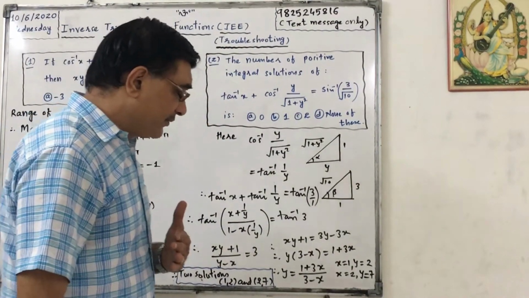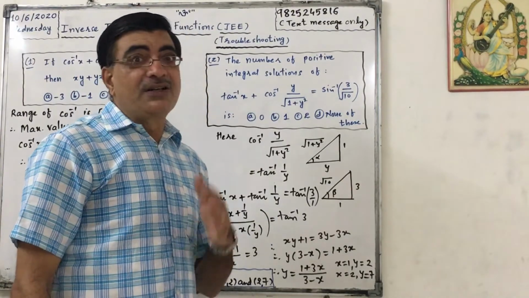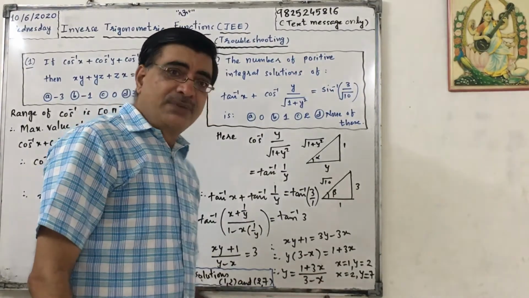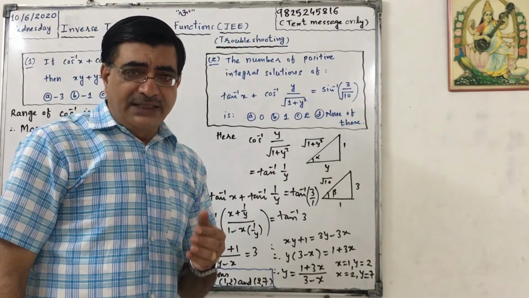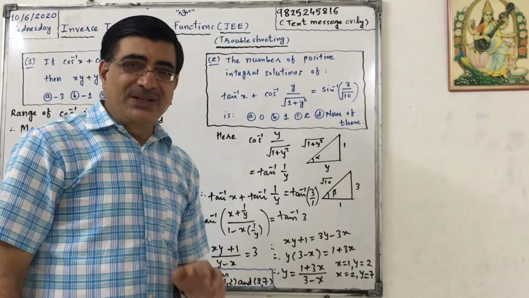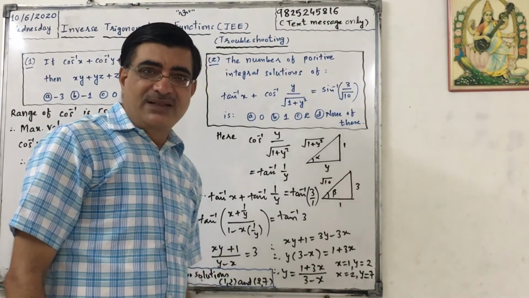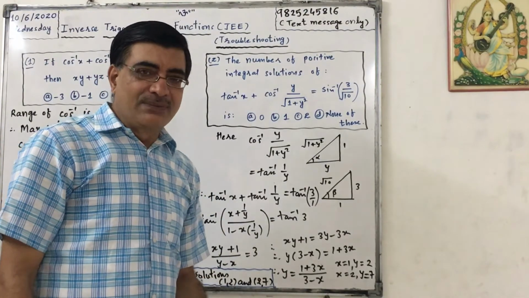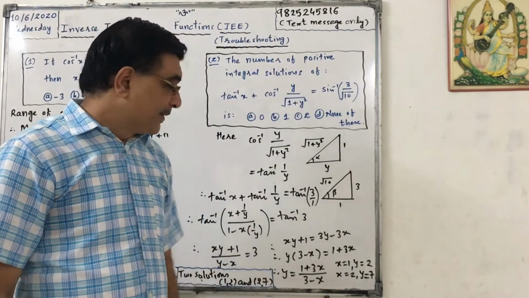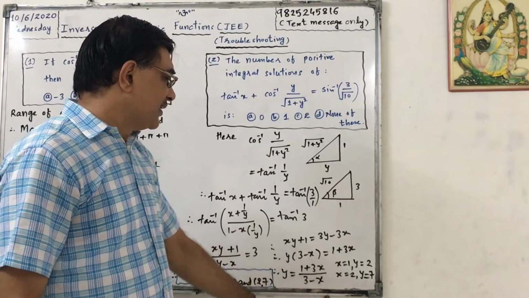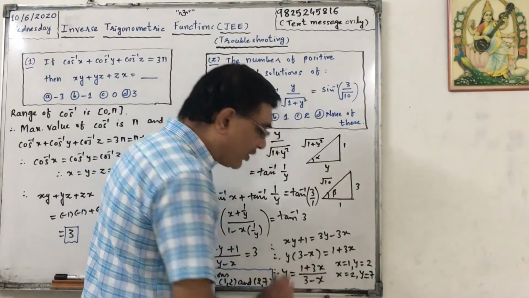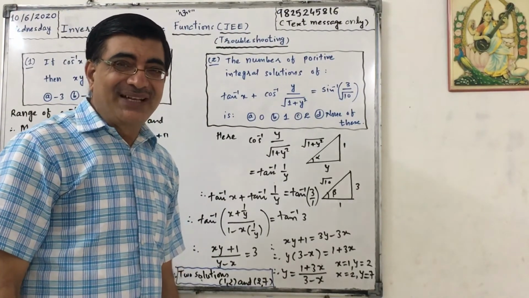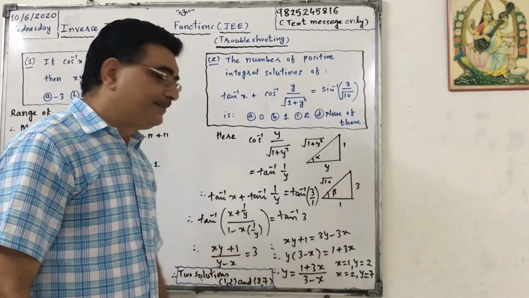See, we need positive integral solutions. Positive. So first of all, this x must be either 0 or 1 or 2, because otherwise this will become negative. We cannot take 3, and if we take 4 it will be negative, but we need positive integral solutions. So if we take x equals 0, what will happen? 1 by 3, but that is not an integral solution. So take x equals 1.